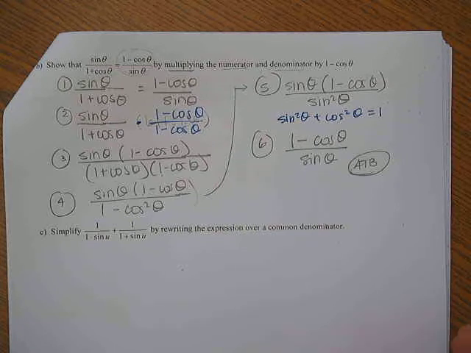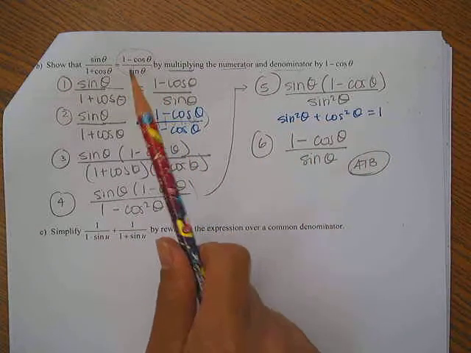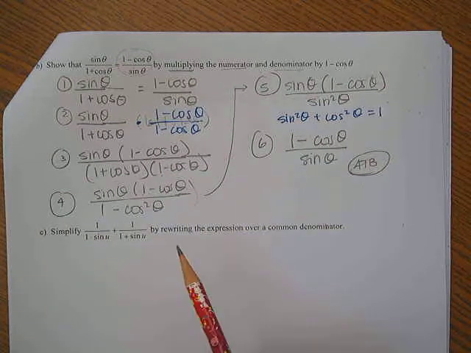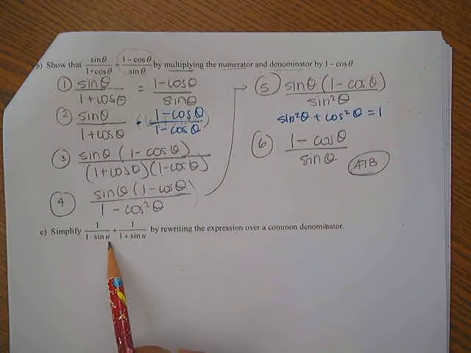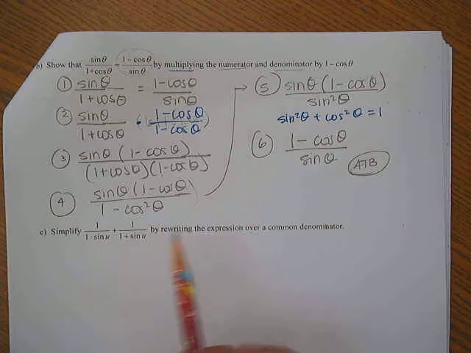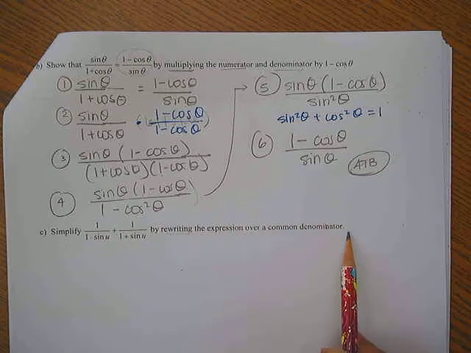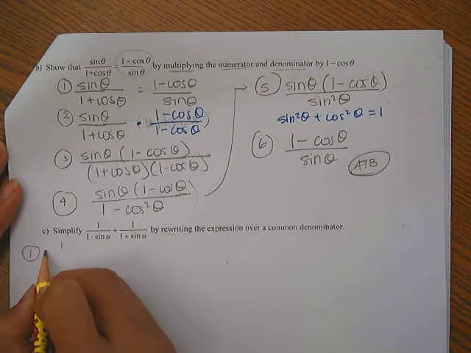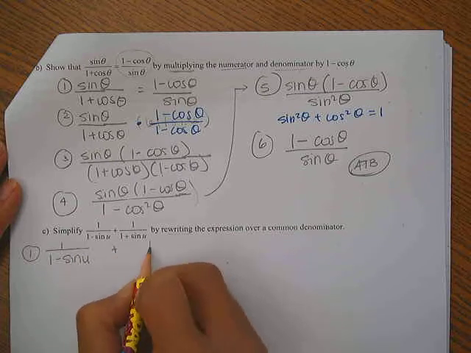So in a little bit, if time permits, I'm going to write the proof using the left-hand side as well. But right now, we're just going to keep on going until we're done. Okay. Example C. Simplify 1 over 1 minus sine of u plus 1 over 1 plus sine of u by rewriting the expression over a common denominator. Okay, and that's a great idea. So step 1, write the problem from your book over, or in this case, it's from your notes. Copy it over anyway.